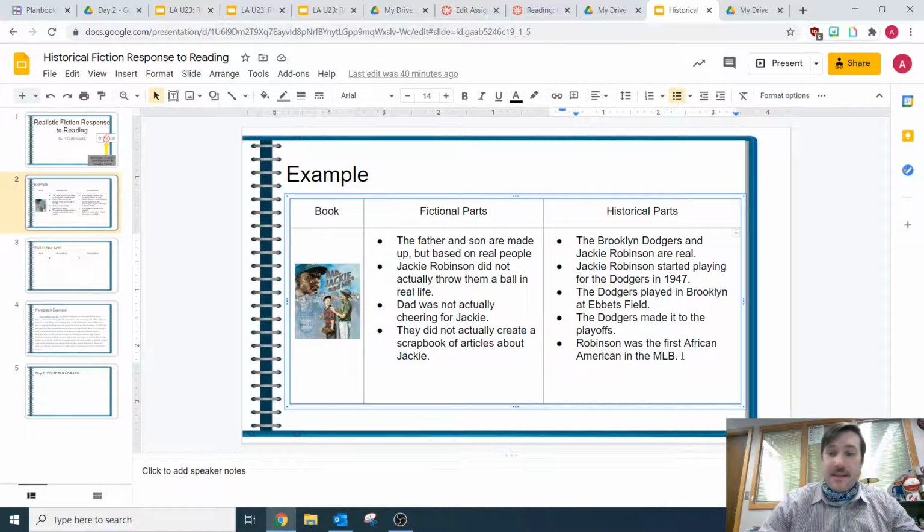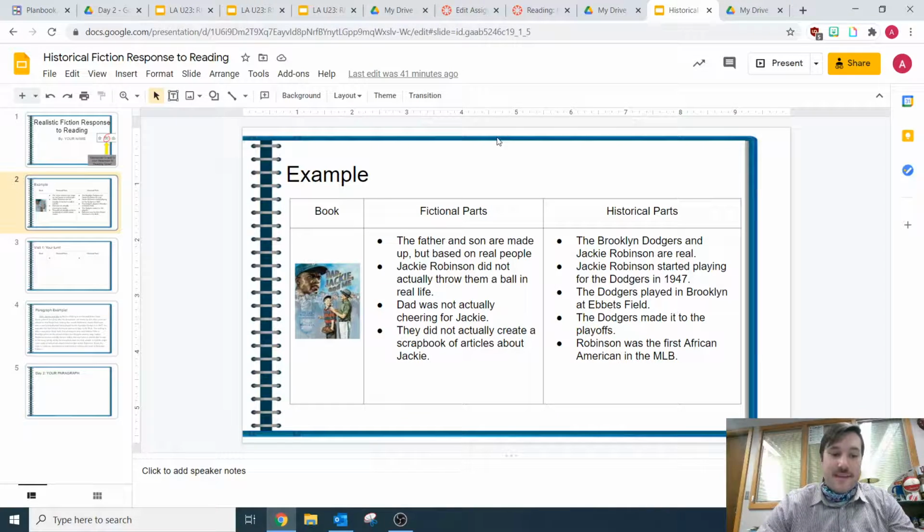Think of the real things that actually happened and list those, and then list the things that are fake. Maybe the characters are made up. Maybe the character has a conversation with Thomas Jefferson. That probably didn't happen. So you're just going to list down what was fictional and what was historical or real. That is your job today.